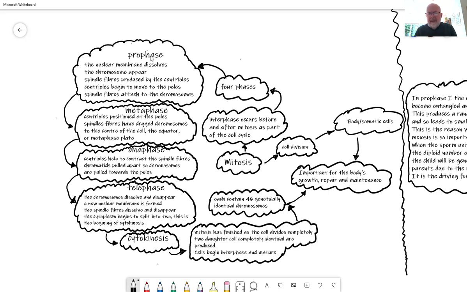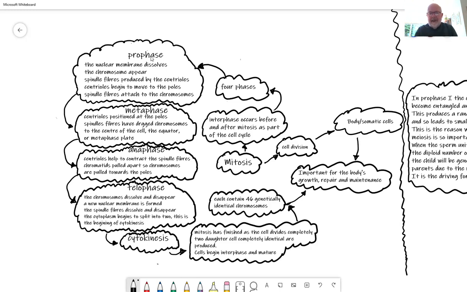Now, in metaphase, the centrioles are now positioned at 2 ends of the pole, and you have these spindle fibers that have dragged the chromosomes to the center of the cell, which we call the equator, or more technical language would be the metaphase plate.